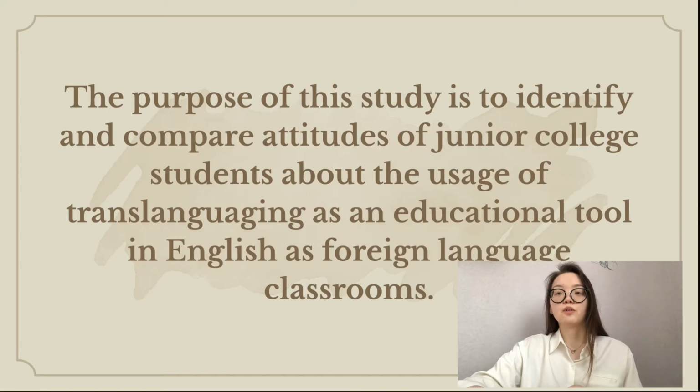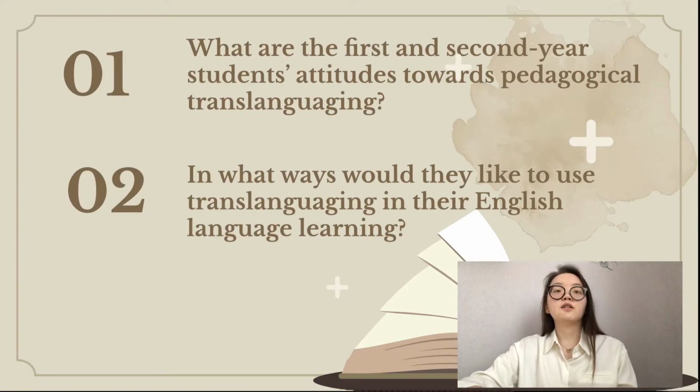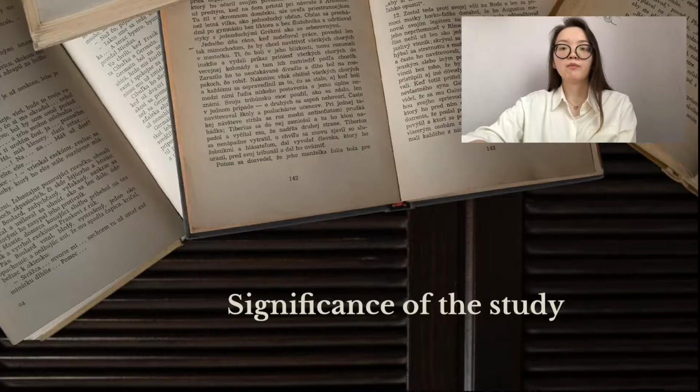The purpose of the study is to identify and compare attitudes of junior college students about the usage of translanguaging as an educational tool in English as a foreign language classrooms. Here you can see the research questions. The first of them is: what are the first and second year students' attitudes toward pedagogical translanguaging? And the second one is: in what ways would they like to use translanguaging in their English language learning?